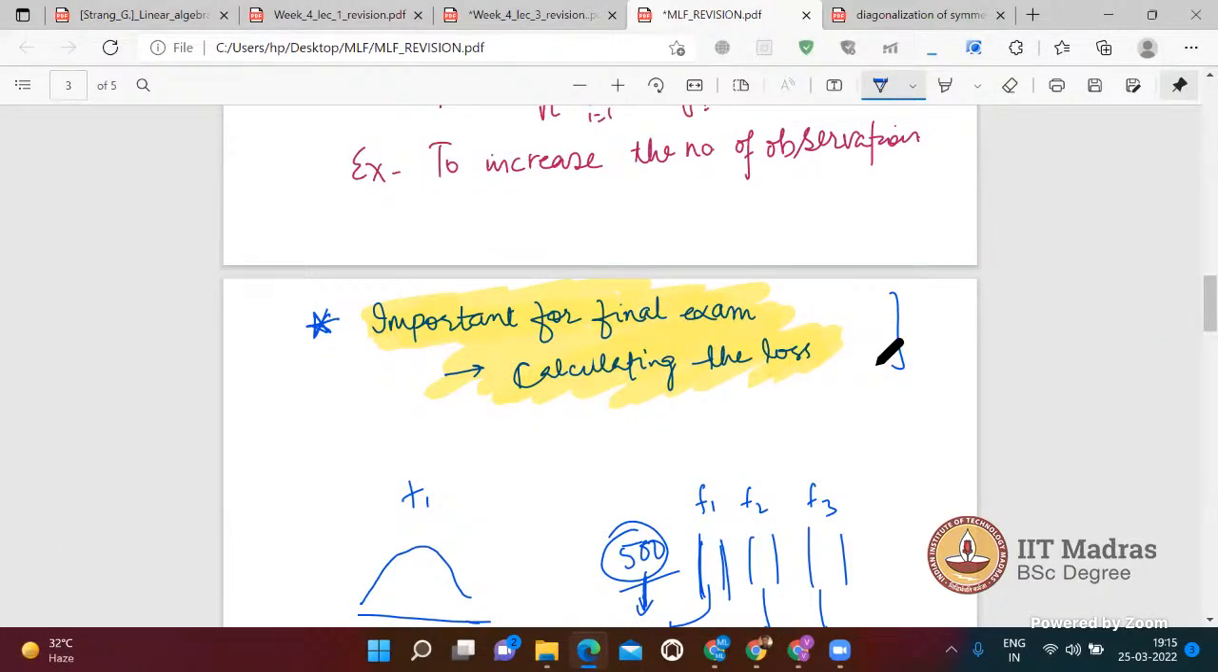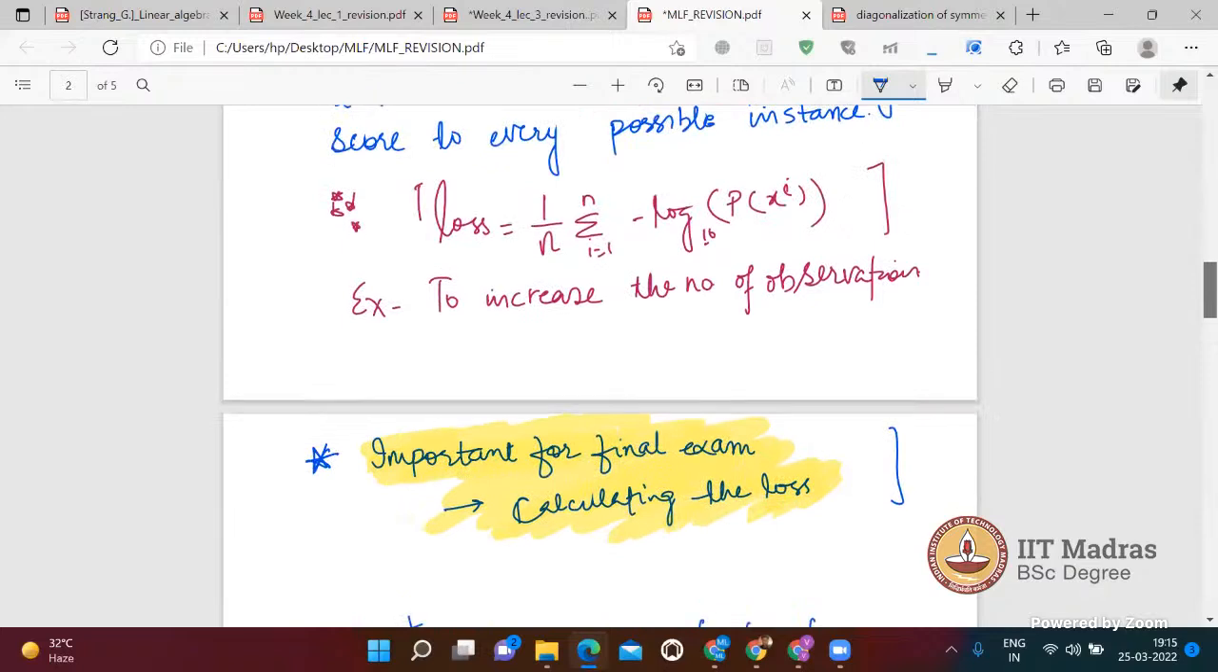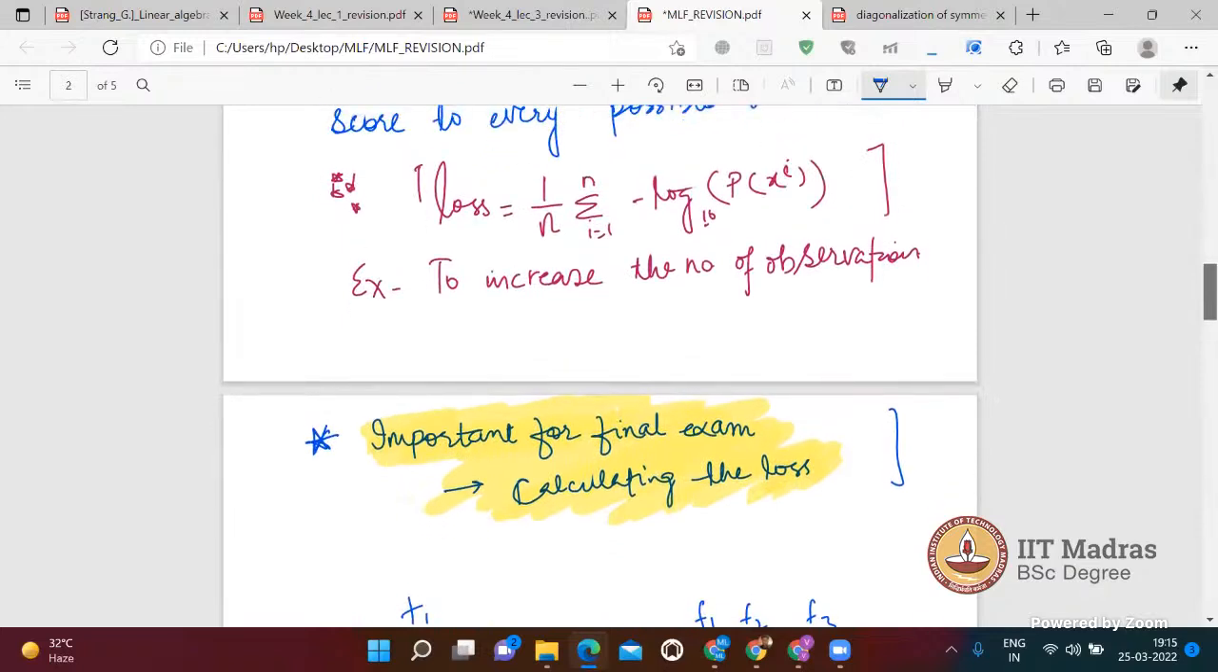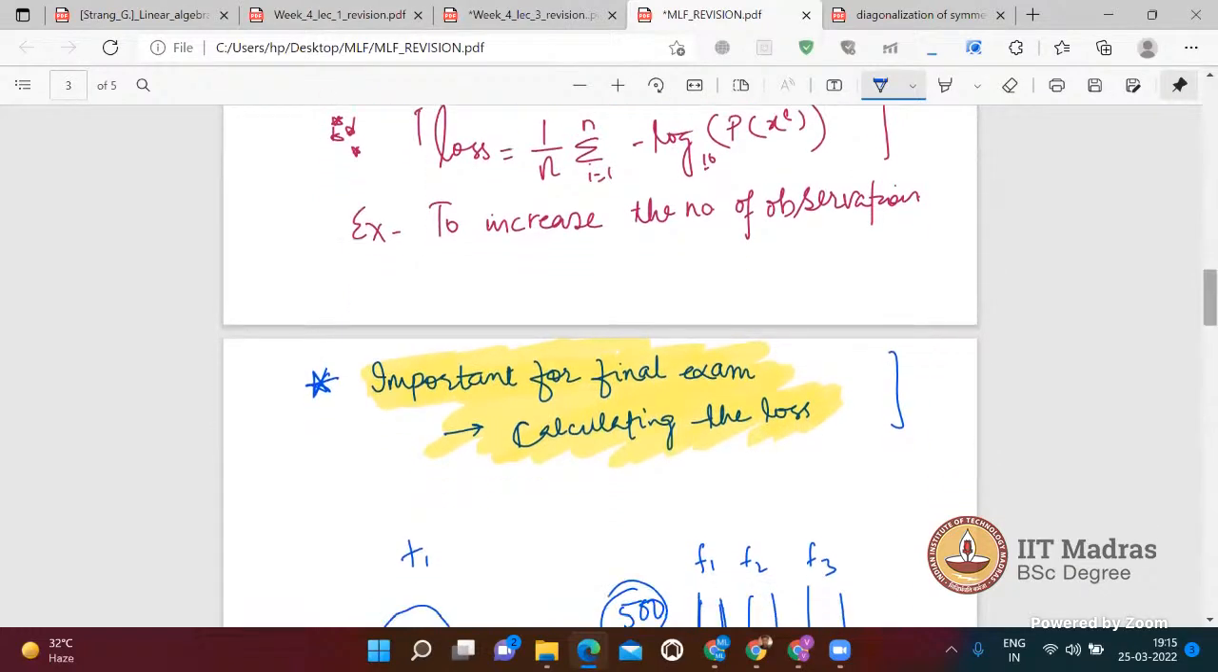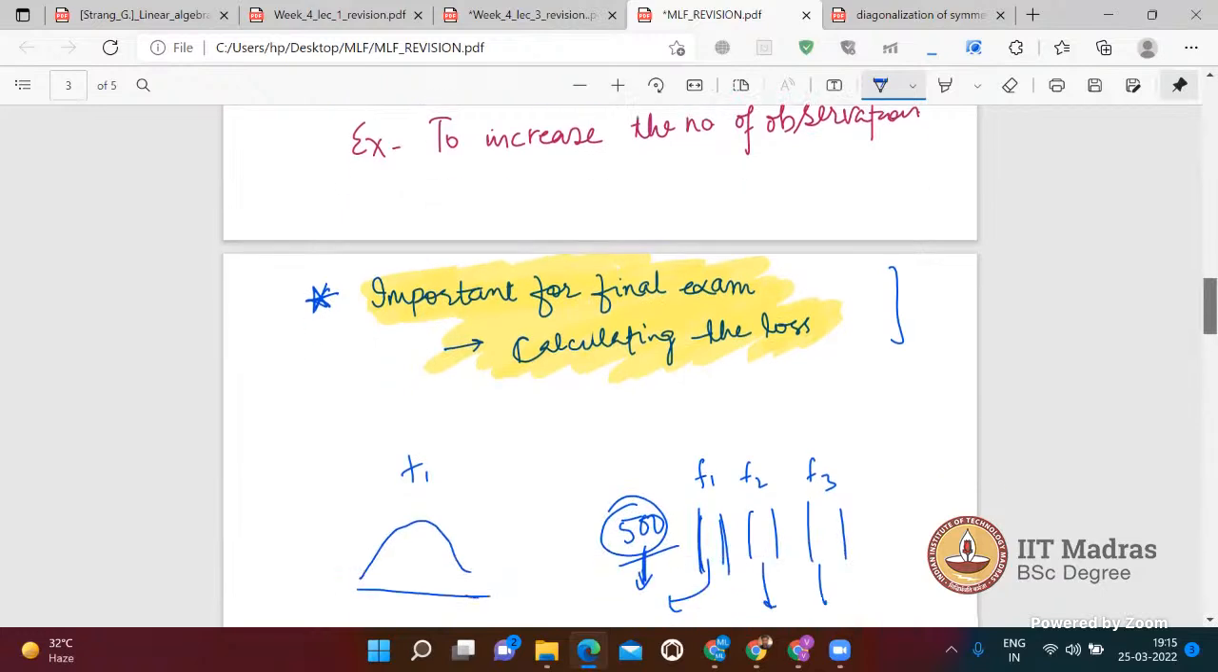Okay, there is very little chance of getting questions on density estimation. But for classification, regression, and dimensionality reduction, you should be able to calculate the loss function. That is pretty important, which I have mentioned here also.